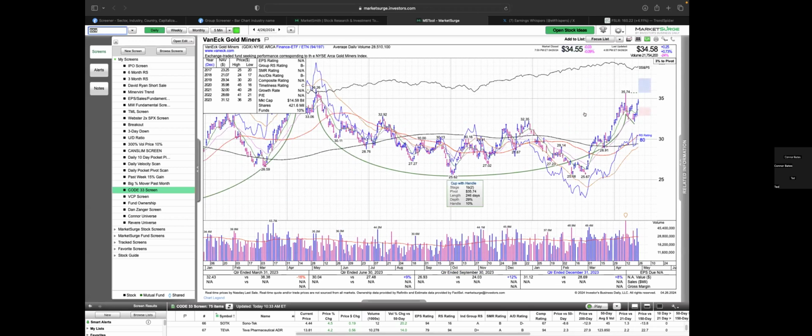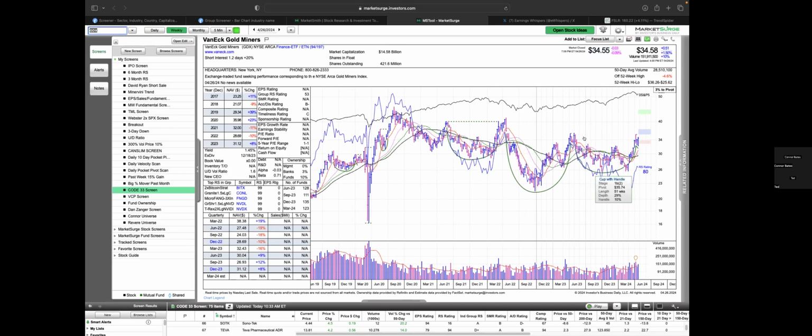GDX, I wanted to highlight this. Gold miners have been some of the strongest stocks in the market. This broke out of a nice cup and handle last week, and you can see this. I talk about this a lot, but this big base right here. So this continues to be one of the best places in the market. And zooming out, this is still a huge weekly base.